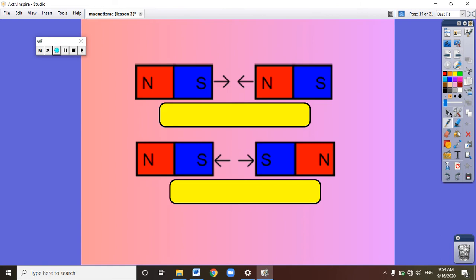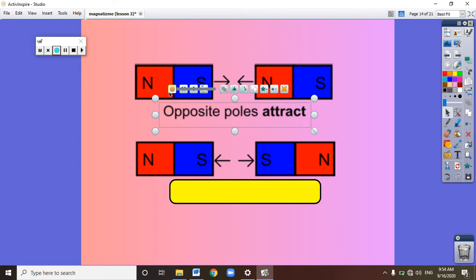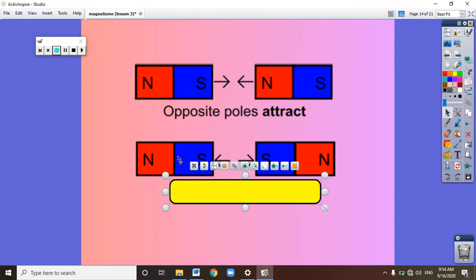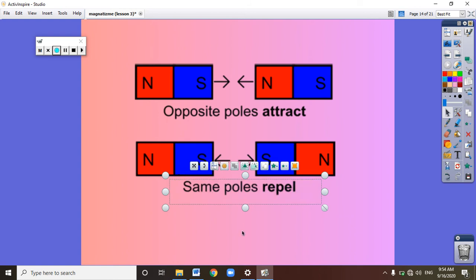Here, can you answer this question? Here we have like or different poles? Very good. We have north and south, so they are different poles. They will attract or repel? Very good. They will attract. But here we have south pole here and south pole here, so they are like poles. They will attract or repel? Very good. They will repel each other.